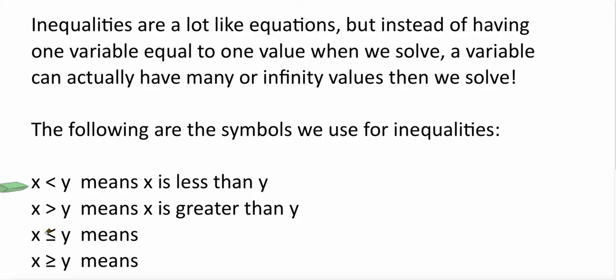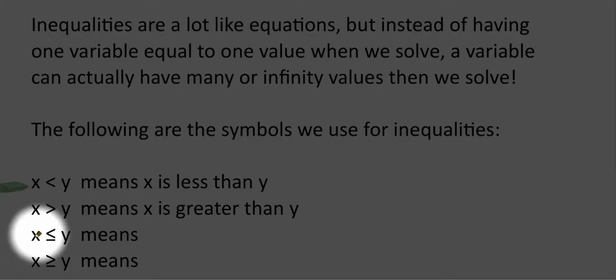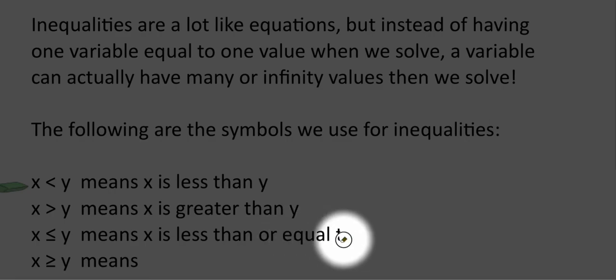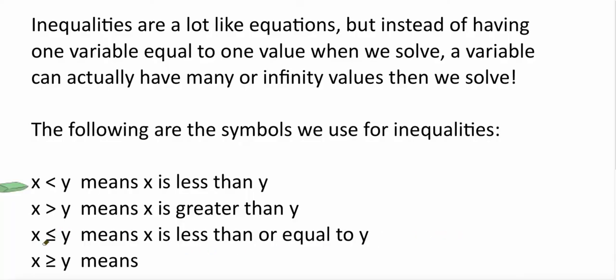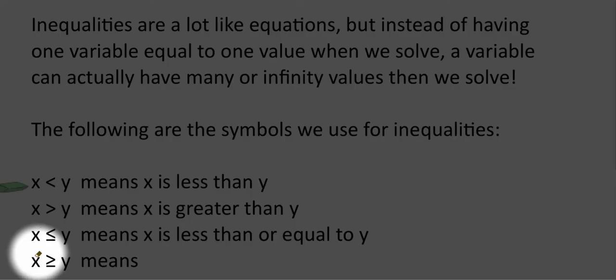Let's take a look at my next one. Here I have x, and my alligator mouth opens this way, but there's a line underneath. That's like half an equal sign. So that means x can be less than or equal to y. Then here is my last one. Here we have the x again, and now the alligator mouth is opening towards the x with an equal sign underneath, or half an equal. So then x is equal to or greater than y.